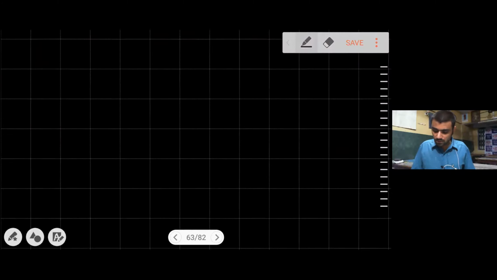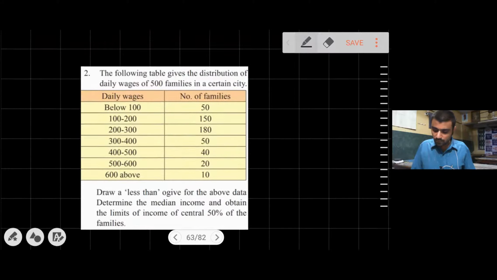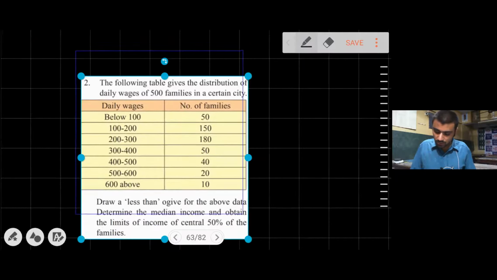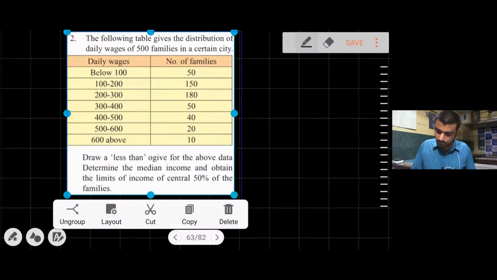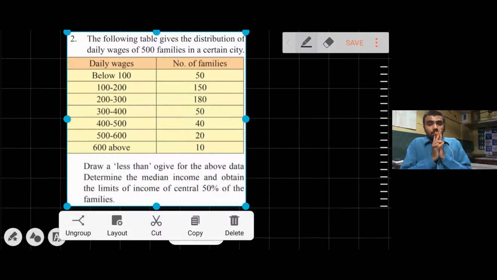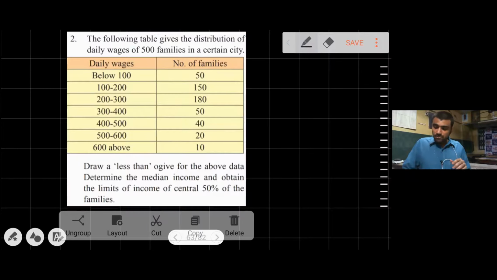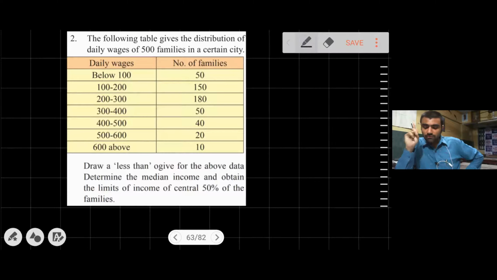Coming to the next question, in that we have provided information about, let us read the question. The following table gives the distribution of daily wages of 50 families. क्या दिया आपको? डेली वेजेस. वेजेस मतलब जो मजदूर लोग कमाते हैं, जो हम बोलते हैं कि लेबरर्स आर अर्निंग देयर वेजेस एंड एम्प्लॉयज आर अर्निंग देयर सैलरीज. तो वेजेस किसके लिए बोलते हैं? जो हम मजदूर लोग कमाते हैं, डेली वेजेस पे कमाते हैं कोई लोग, तो उसको हम वेजेस बोलते हैं.